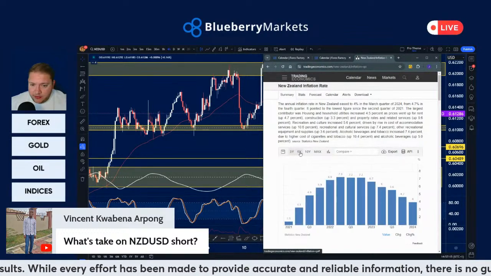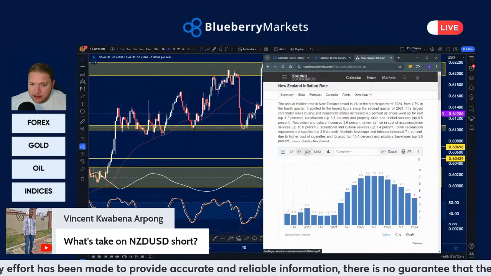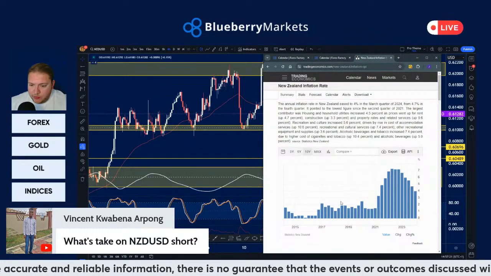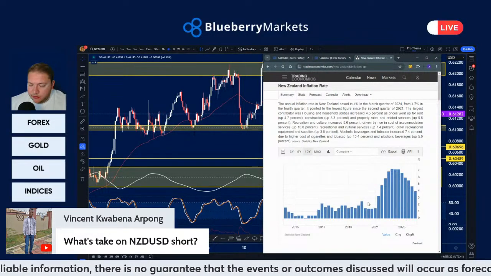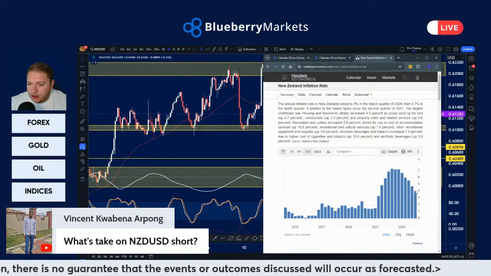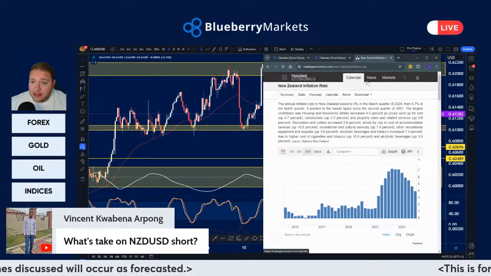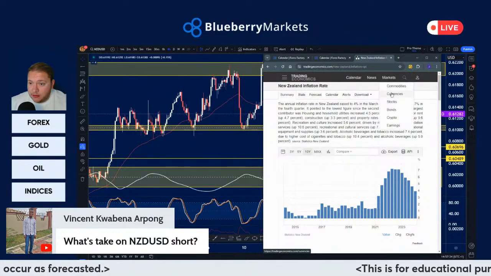Obviously not where they want to really see things. If we zoom out a little bit, they want to see an inflation rate that's more towards that 3% handle. So they might hold rates higher for longer to try and bring those rates down a little bit. Now, that could be classed as bullish, right? That could be cast as bullish.